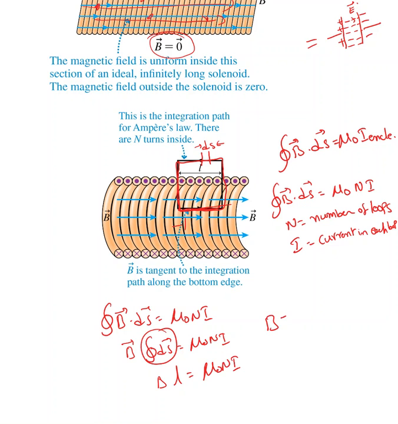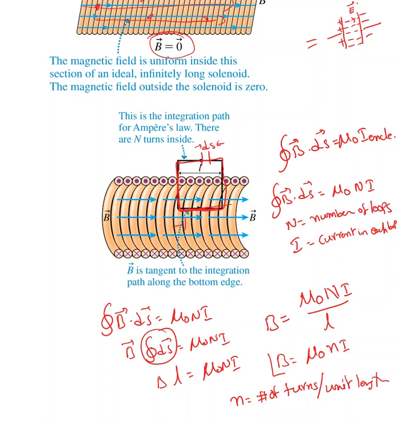So the magnetic field produced by the solenoid or inductor is mu naught times n times I over L. L is the length of the solenoid, n is the number of turns, and I is the current. In your textbook you will probably see n times I, where n is the number of turns per unit length. This is the magnetic field produced by the solenoid. Thank you.